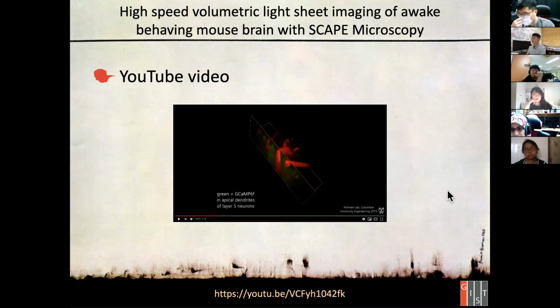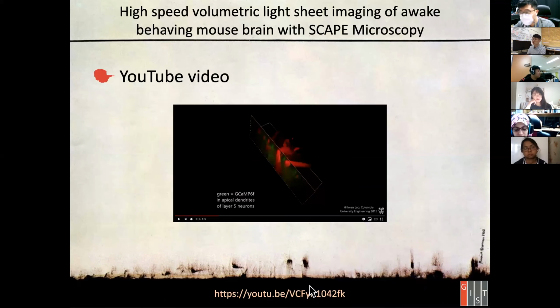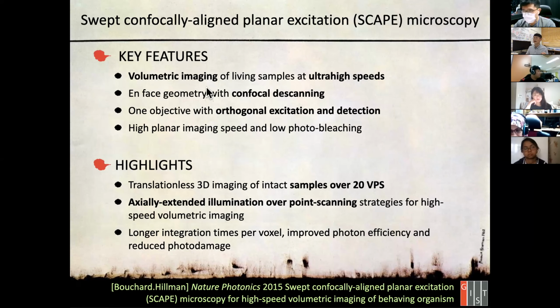And this is an example of a mouse brain in 3D with blood vessels and so-called calcium imaging, which is functional imaging of apical dendrites of layer 5 neurons. I think I'm going to skip this. There's a YouTube video, so I request you go there. And this also allows ultra high speeds, over 20 volumes per second.